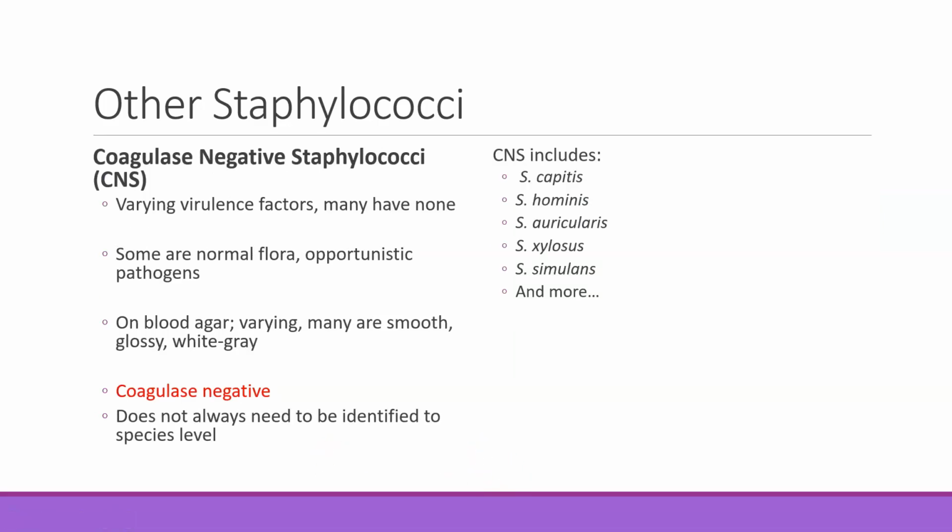Other types of coag-negative staph, some can be normal flora. On a blood agar, they're usually smooth, white-gray. They're coagulase negative, and they do not always need to be identified to the species level. So they may be called other coag-negative staph, and you could report that to the physician. He'd probably think, it's normal flora.